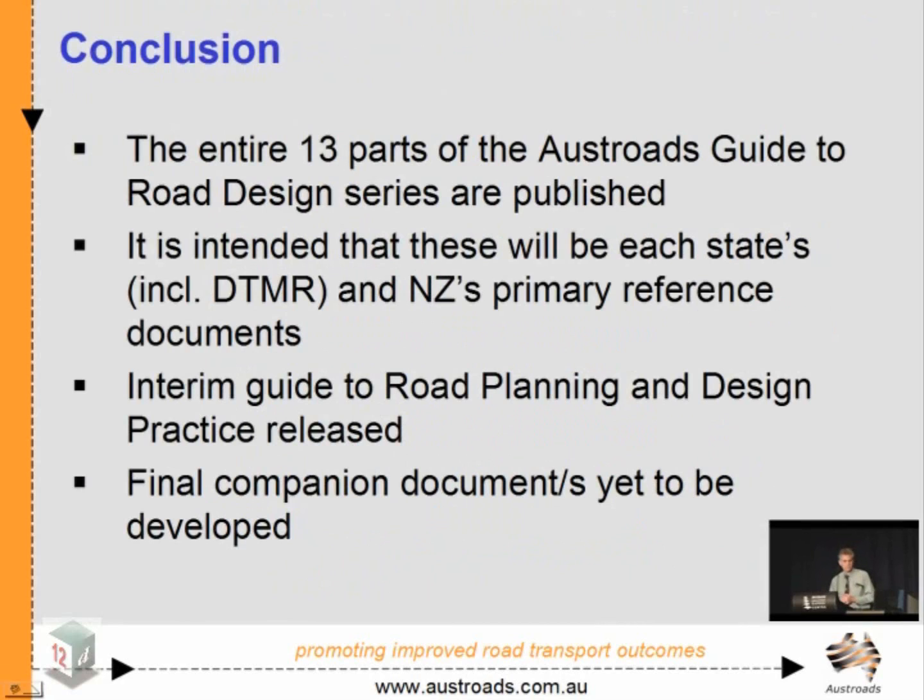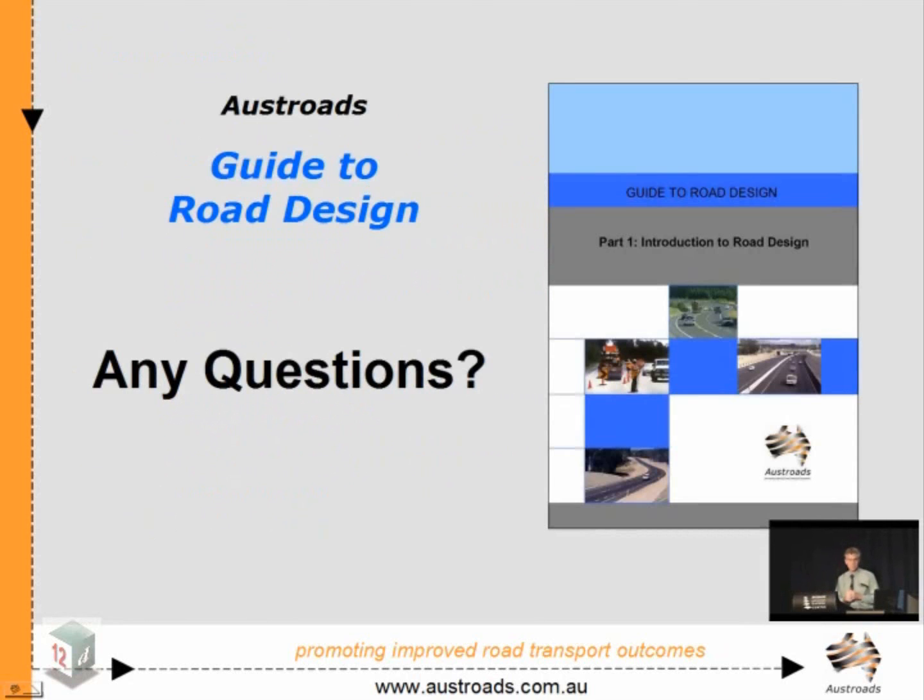So just in conclusion, the entire 13 parts of the Austroads Guide to Road Design series are published, available now on the website. It is intended that these will eventually be each state's main document for designing. In the meantime, we've produced an interim document just giving a little bit of guidance on what to use in Queensland, and the final companion document, hopefully within a few months we might be able to make a start on that, but eventually we will come up with that companion document. So thank you very much.